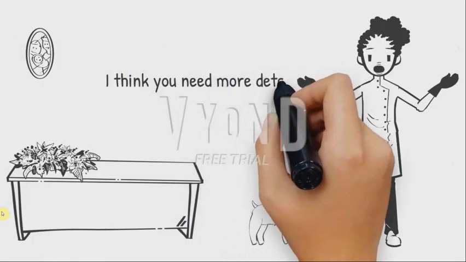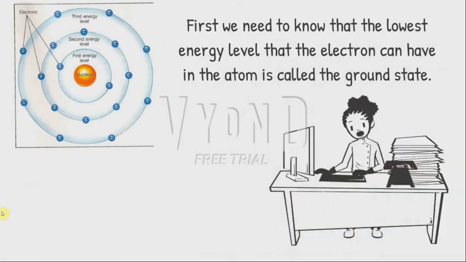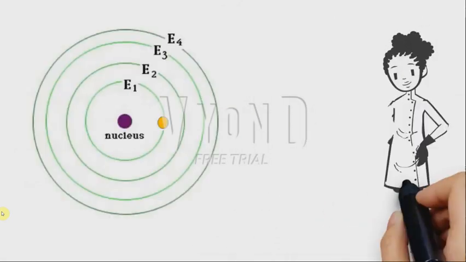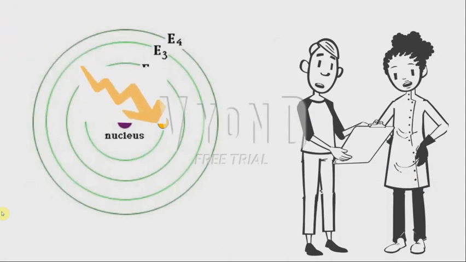I think you need more details. First, we need to know that the lowest energy level that the electron can have in the atom is called the ground state. When an electron gains energy in the form of a photon, and the energy of this photon equals the difference in energy between the electron's energy level, ground state, and another energy level, then the electron moves to this another energy level, a higher energy level. In this case, the electron is called excited.